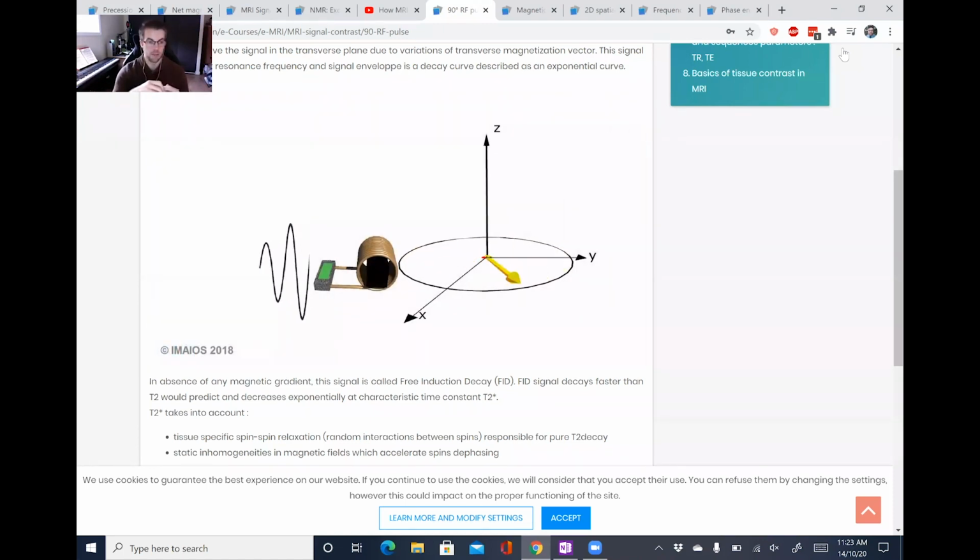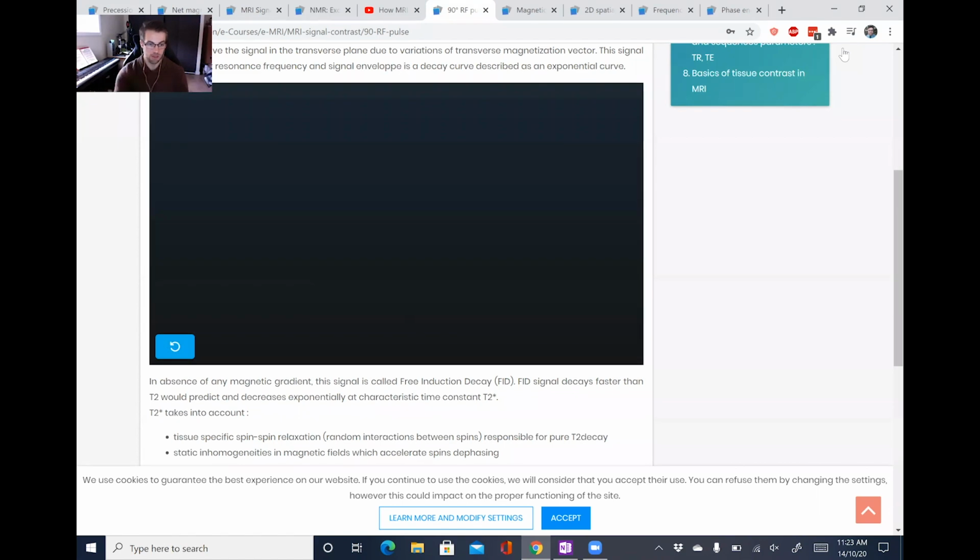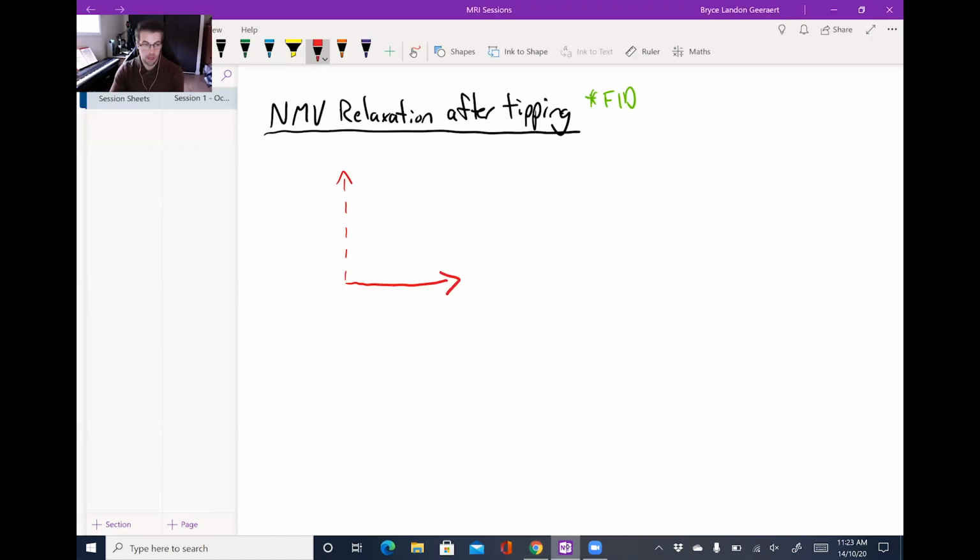So I'll just play it one more time. This is what we're actually doing when we're recording signal from the body. We're tipping the NMV and letting it spin around, and then recording the current that's induced in a coil of wire as a result of that changing magnetization field that the NMV is describing, right? Hopefully that makes sense. I found those animations to be quite useful when I was learning as well.